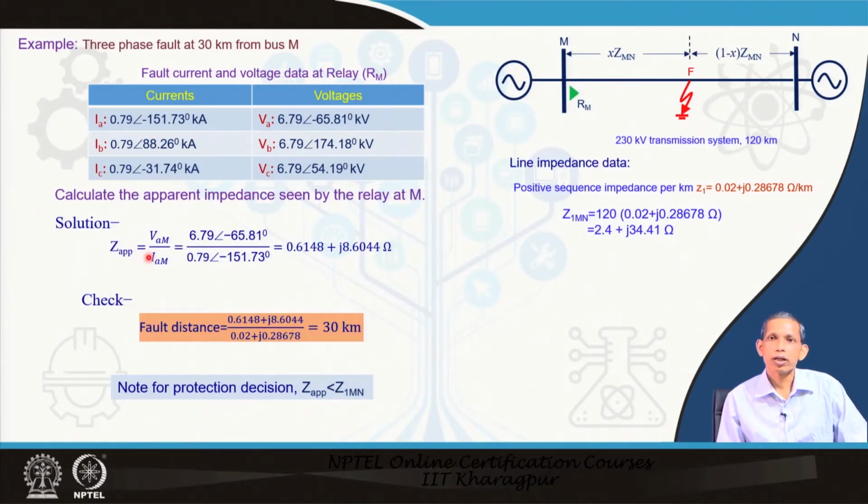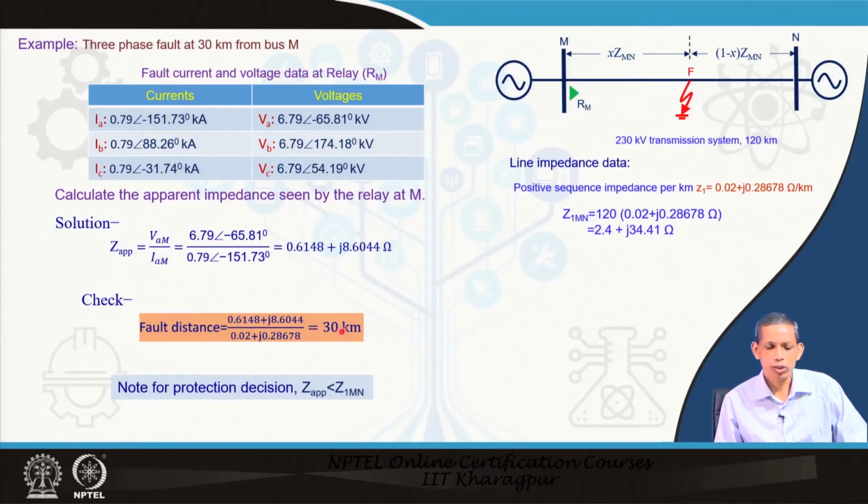Now, to check whether our calculation is okay or not, the fault distance, meaning the physical distance in kilometers from here to here, can be obtained from the corresponding apparent impedance. This apparent impedance is nothing but the positive sequence impedance up to the fault point, calculated from the available voltages and currents. So, this value divided by the per kilometer impedance will give the length in kilometers of the fault point.